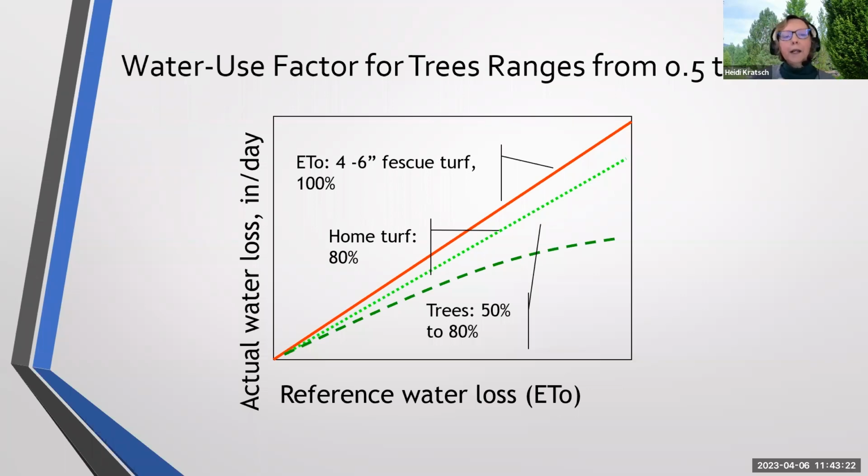And then you can see by the green dashed line below that, the water use factor for trees. Trees need about 50% to 80% of the reference water loss. And so their water use factor is 0.5 to 0.8. So trees are more efficient than turf grass at using water. And that's really important. This variability in the water use factor for trees is species dependent. So it's really important for you to choose species that are more water efficient and get down towards the 0.5 water use factor whenever you can for trees. So that's when you select your trees. You may not have that option if you've already got trees in your landscape. You just have to find out what the appropriate water use factor is for your trees.